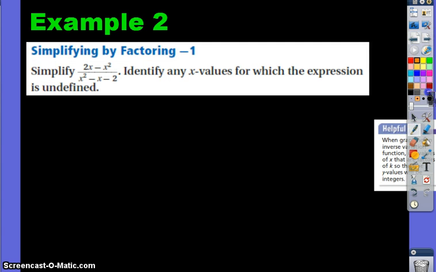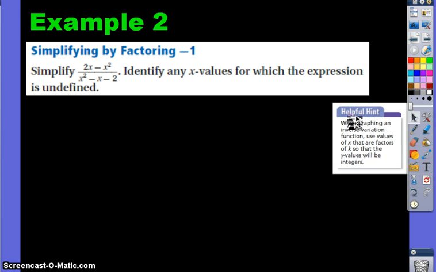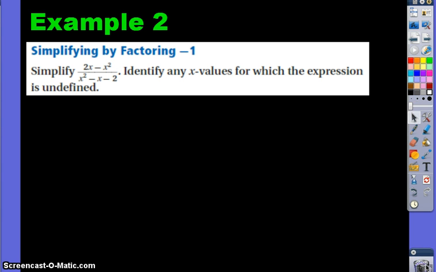All right, example 2. Factoring out a -1, which is surprisingly important. If we look at our expression here, well, first of all, the instructions say to simplify 2x minus x squared over x squared minus x minus 2, and identify any values for which the function will be undefined. All right, so, oh wait, hold up. I think this is left over from the last video. I'm going to take that off.